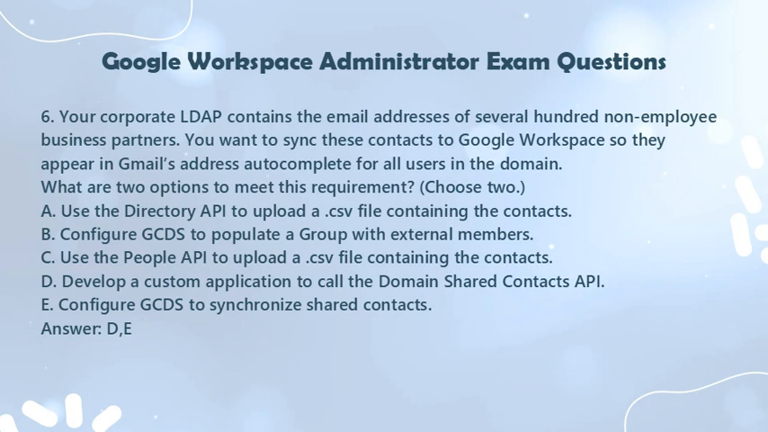B. Configure GCDS to populate a group with external members. C. Use the People API to upload a .csv file containing the contacts. D. Develop a custom application to call the domain Shared Contacts API. E. Configure GCDS to synchronize shared contacts. Answer: D, E.